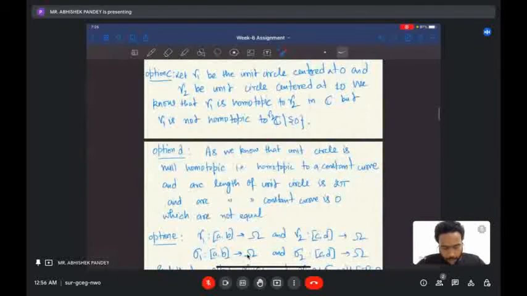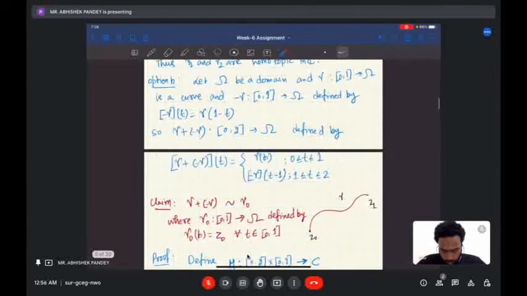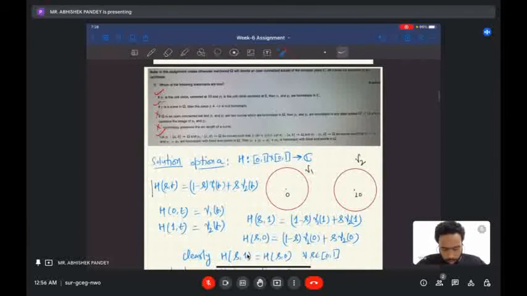Let gamma 1 be the unit circle centered at 0 and gamma 2 the unit circle centered at 10. We know that gamma 1 is homotopic to gamma 2 in C, but gamma 1 is not homotopic to gamma 2 in C minus 0, that is the punctured plane. So this option is not true. Similarly, the last option: if gamma 1 is homotopic to a curve sigma 1 and gamma 2 is homotopic to a curve sigma 2, then gamma 1 plus gamma 2 is homotopic to sigma 1 plus sigma 2. So this is also true.